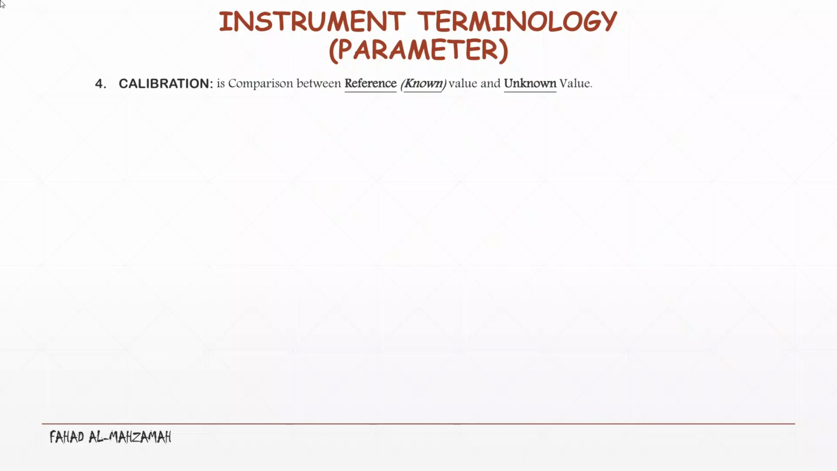Now what does calibration mean? If you want to measure something, if you have a measurement device, you are going to install it in, for example, industry. So the first thing you need from this device is accurate measurements. You need to make sure that the values you get from this device are accurate.